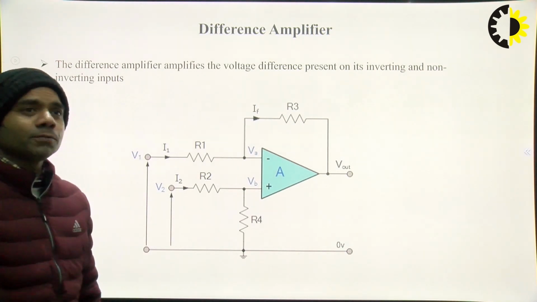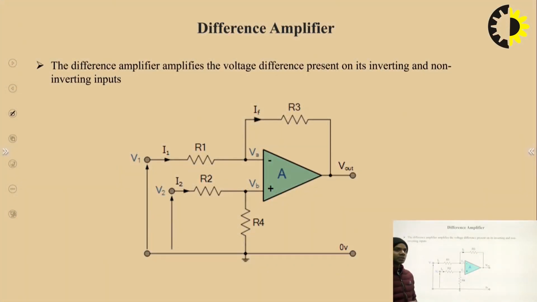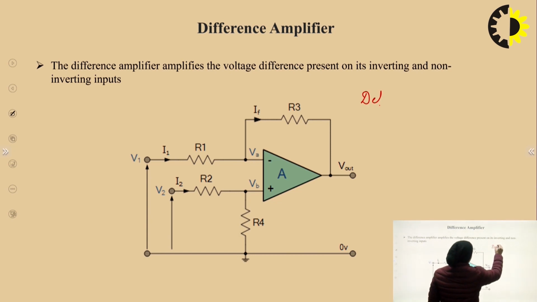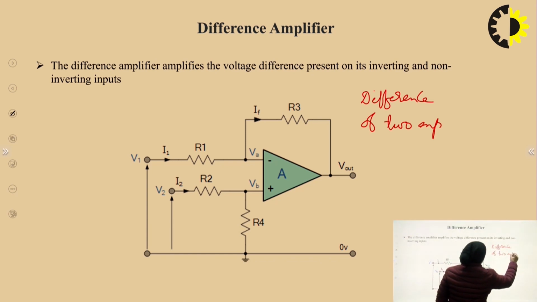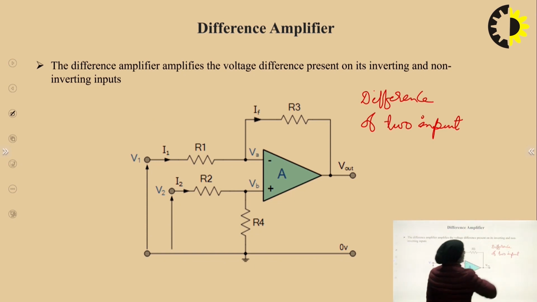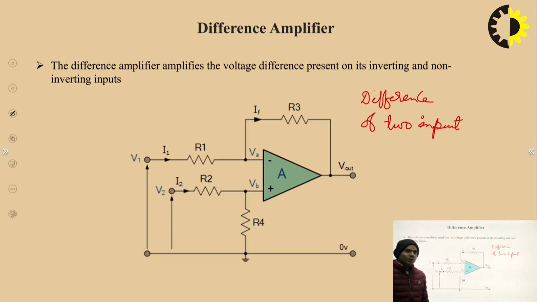This is the diagram of the difference amplifier, which is also called a subtractor, because this circuit can provide the difference of two inputs. So due to this reason, this circuit is also called a subtractor, because indirectly it is providing subtraction of two inputs. So let us analyze this circuit. How will this circuit work and how can it provide the difference of two inputs?